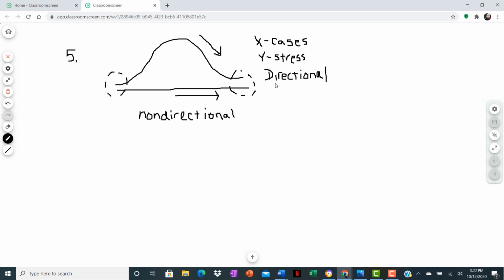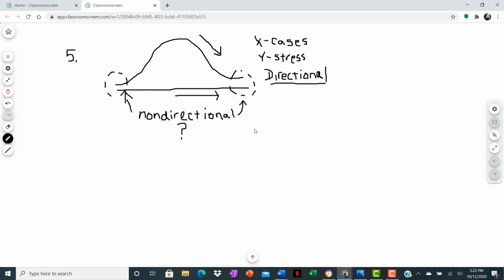Whereas this is directional, if we're going to go to either end and we're not really sure which one it is, whether it's this one or this one, to help you remember this, we'll go with a question mark. There you go. So directional, non-directional. Very good.